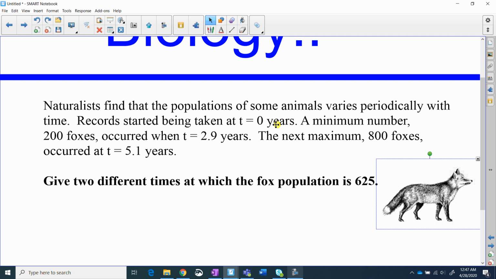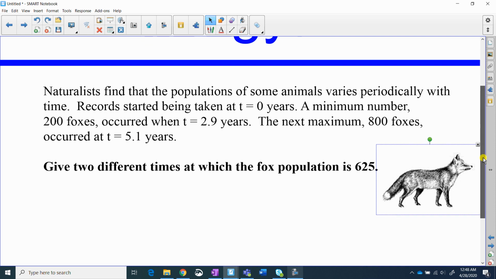It says we're talking about the population of foxes. It's at a minimum number of 200 foxes at 2.9 years after they started. So T equals 0 is when they started taking records. So the population was going down, and then 2.9 years after they started recording the data, they hit an all-time low of 200. Then, all of a sudden, the fox population started going up again, and it reached an all-time maximum of 800 at 5.1 years. What we're going to do is model that data on a graph.